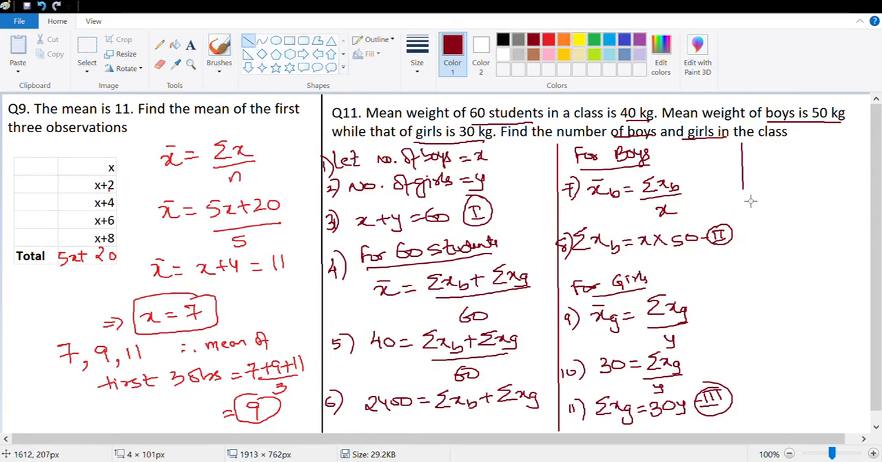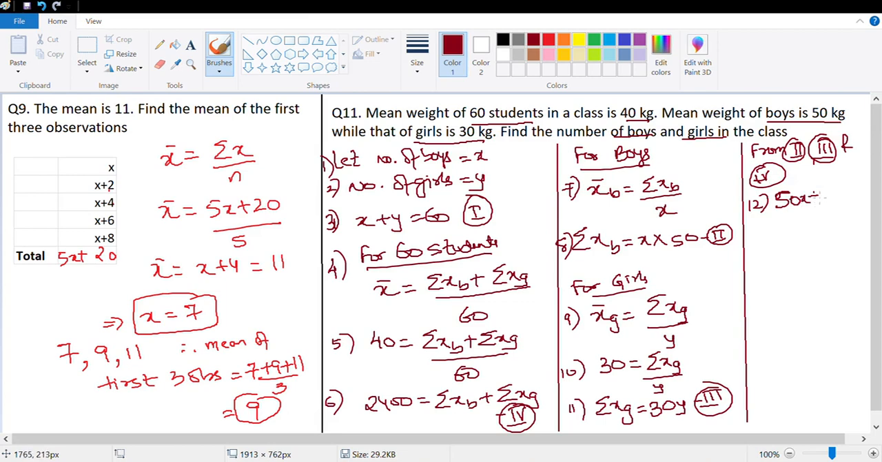So from, and let's give this equation a name as well. Let's call it equation 4 since we forgot to name it earlier. So from 2, 3 and 4, we get 50x plus 30y is equal to 2400, which is the sum of weight of all the students.